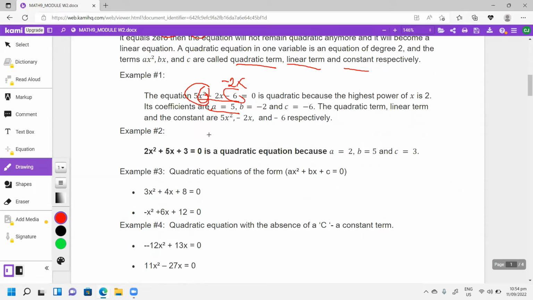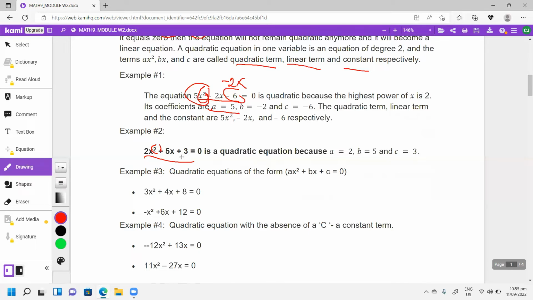We have here the equation 2x squared plus 5x plus 3 is equal to 0. This equation is already in standard form. Again, let us ask if this equation is really a quadratic equation. We can say that an equation is a quadratic equation if the highest exponent of the variable is 2. As you can see here, the highest exponent is 2. Also, 2x squared is our quadratic term, 5x is our linear term, and 3 here is our constant.